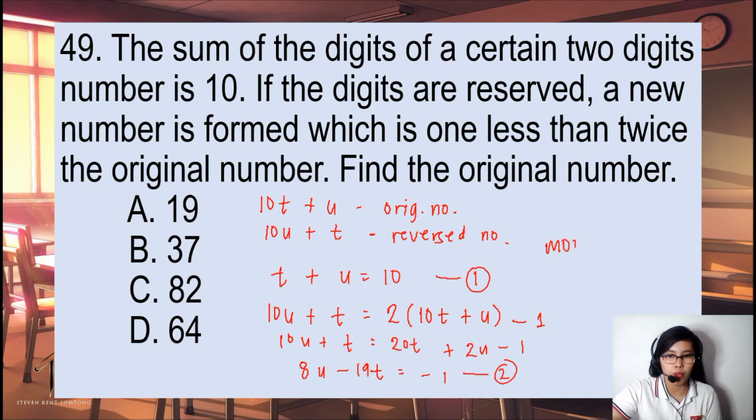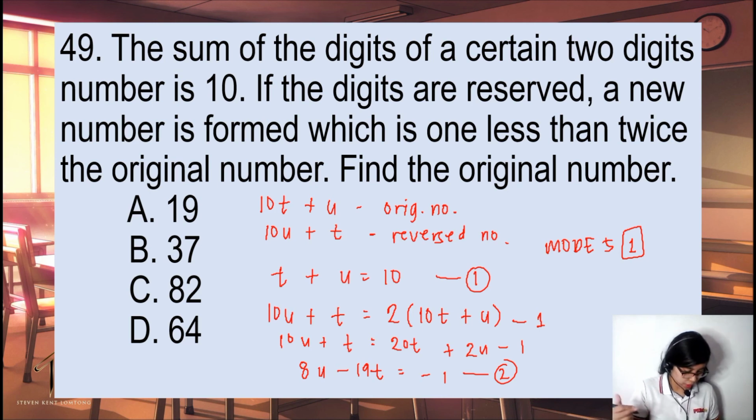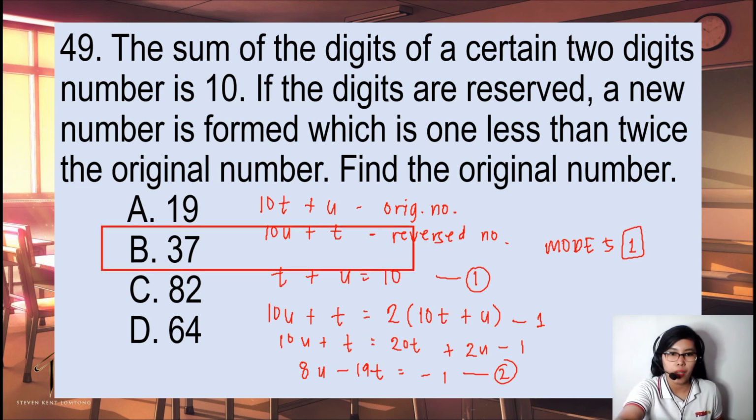Apply mode 5, 1 in this problem. So what are we going to find? So we have here 3 and 7. Okay, so that is the number that we get. Therefore, our answer is 37.